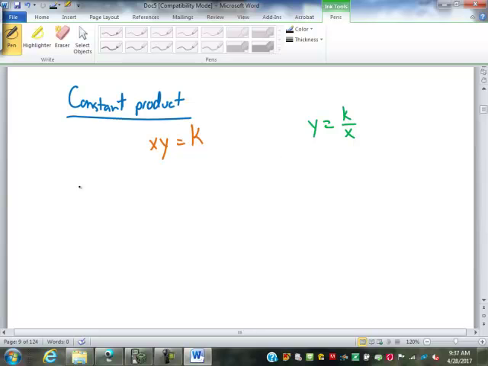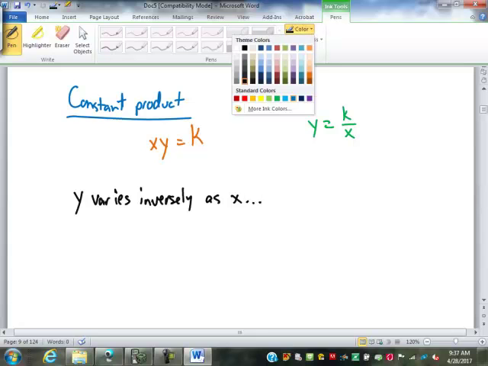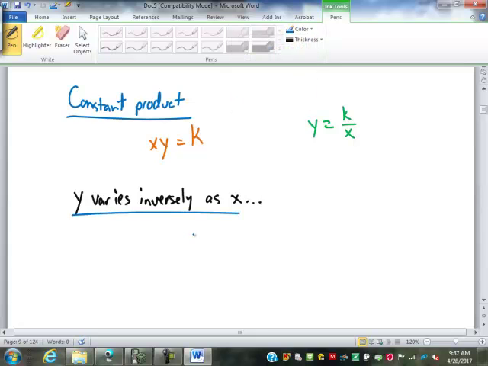So if we are told that y varies inversely as x, that is telling us y equals a constant divided by x.